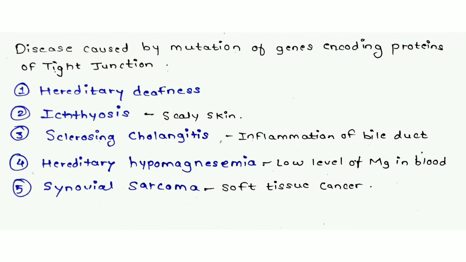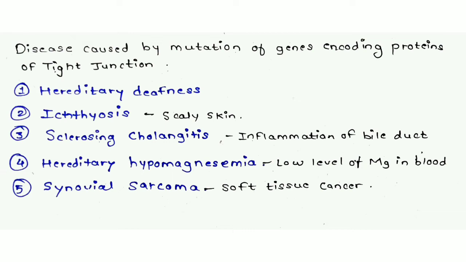Moving on, we have defects that are caused by the mutation of genes encoding proteins of tight junction. The first is hereditary deafness. Second is ichthyosis. Third is sclerosing cholangitis, that is inflammation of bile duct. Fourth is hereditary hypomagnesemia, low level of magnesium in the blood. Fifth is synovial sarcoma, that is soft tissue cancer. So it was all for the tight junction.